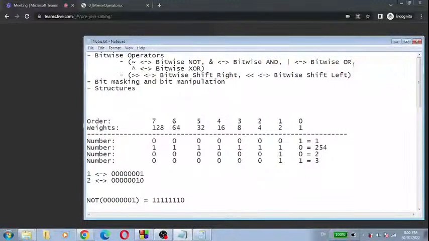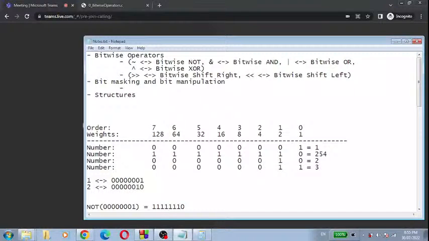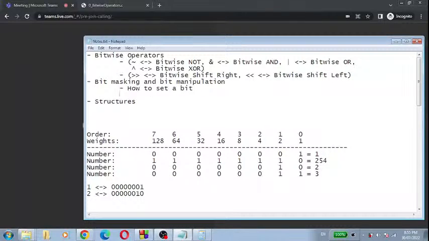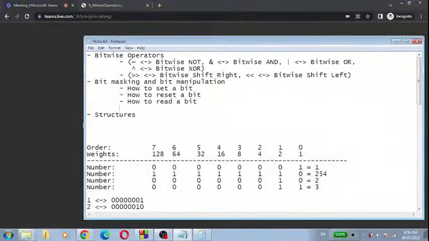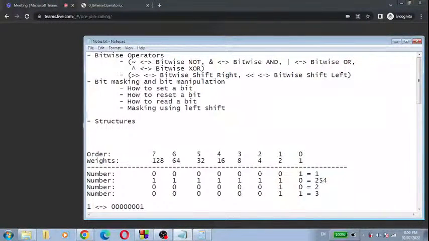Okay. I want to say that we are going to explain some things like how to set a bit and how to reset a bit, how to read a single bit, we are going to make something called masking using left shift. Okay.